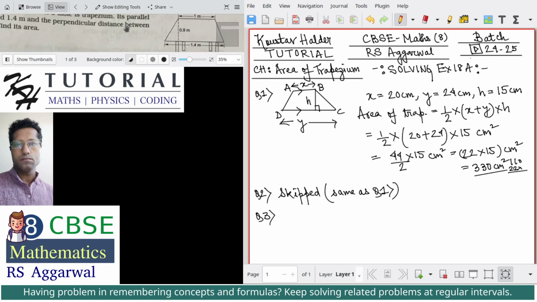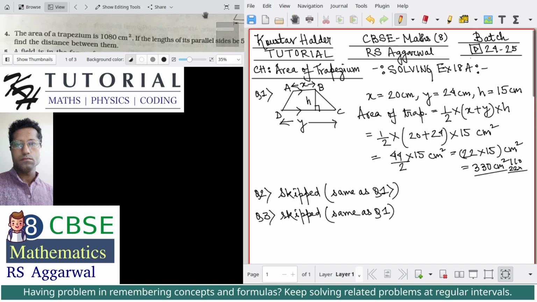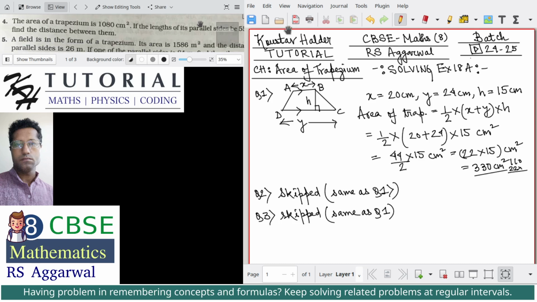A figure is given where the lengths of the parallel sides are given and also the height is given, so we can easily find the area. So I won't do this, as this is a pretty straightforward question, same as question number 1. Skipped. Question number 4. Let's see question number 4.